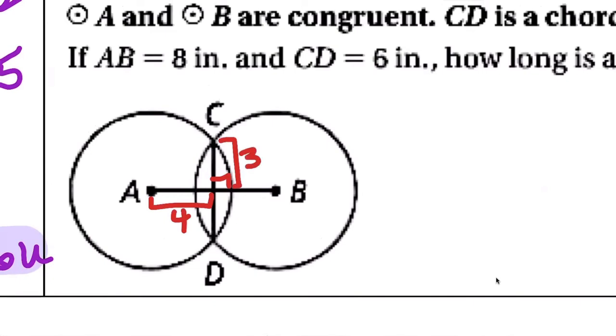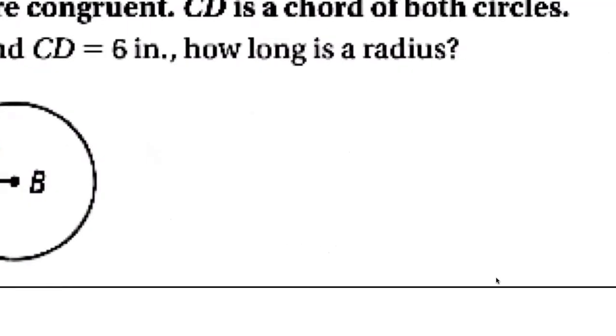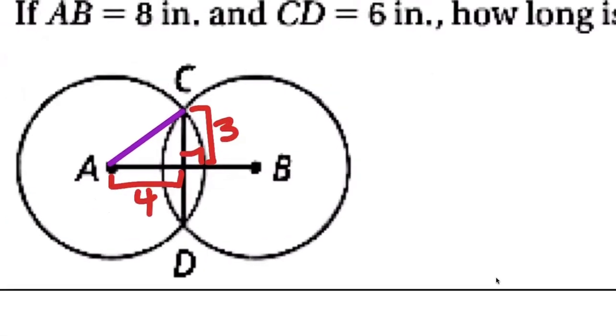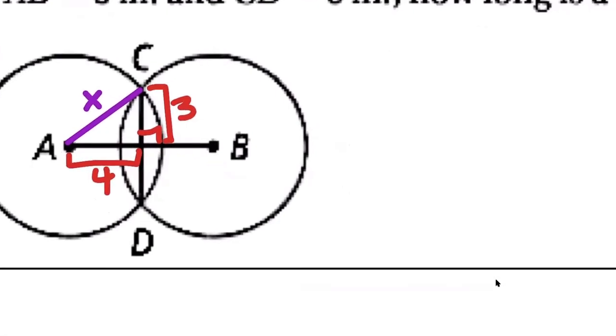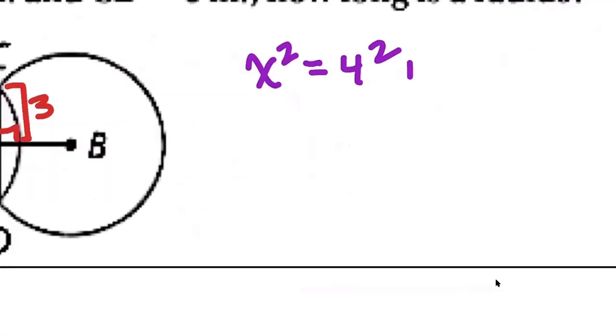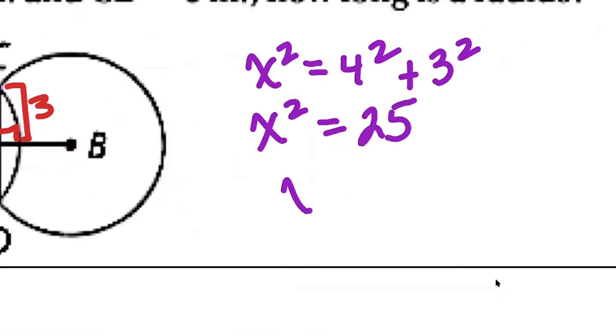And so I'm going to draw in a radius there to make a right triangle. It's asking you how long the radius is, so that's what we're actually looking for. Okay, so that's a 3, 4, 5 right triangle. Or if you do the Pythagorean theorem, x squared is equal to 4 squared plus 3 squared. X squared would be 16 plus 9, which is 25. X would be 5, and that's the radius.